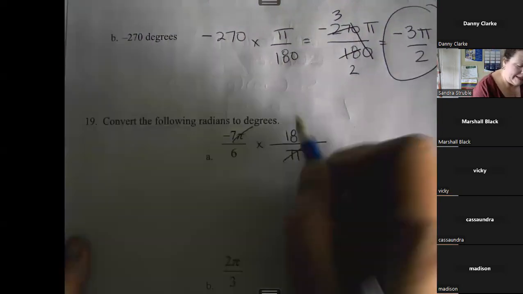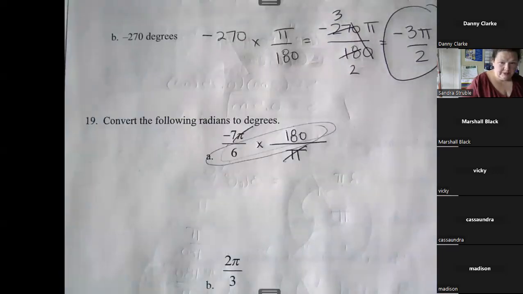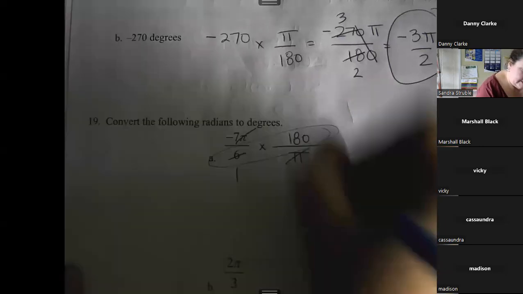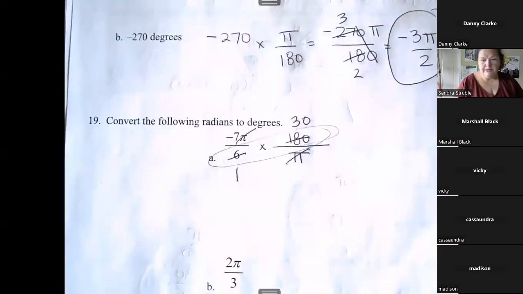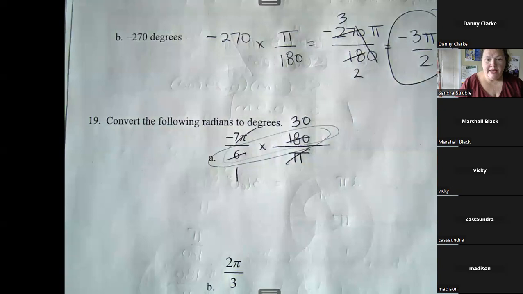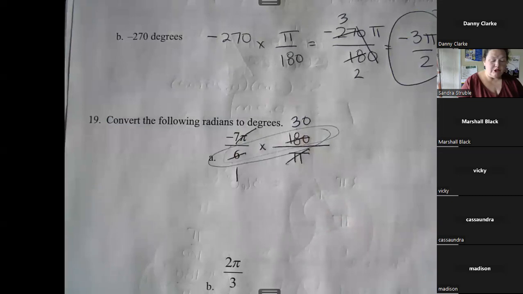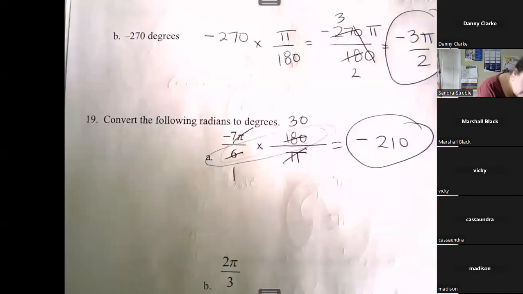So I'm going to take that 180 and the 6. I'm going to look at these two numbers and reduce them. I know 6 goes into 180 because 6 goes into 18 3 times, because 6 times 3 is 18. Just telling you how I'm thinking through this. So 6 goes into 6 once. 6 goes into 18 3 times, but there's an extra 0. That's my thought process through this. At that point, all I have to do is multiply that negative 7 times 30. That's all I have left. There's my degrees.